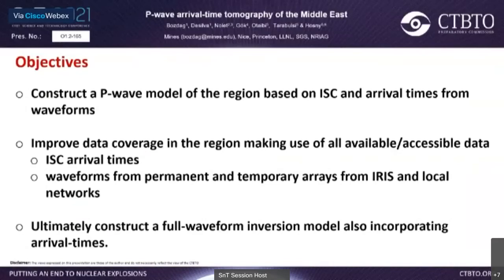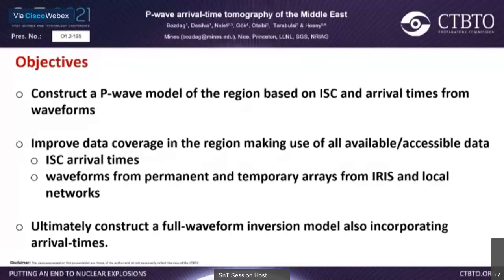In this study, our goal is to construct a new P wave model of the region using the data from the ISC catalog. To improve the coverage, we also assimilate P arrival time readings from the green stations in the Arabian Peninsula operated by the Saudi Geological Survey. Our ultimate goal is to perform a full waveform inversion of the region using all available and accessible waveform data, where we will demonstrate assimilating ISC data in our inversions.